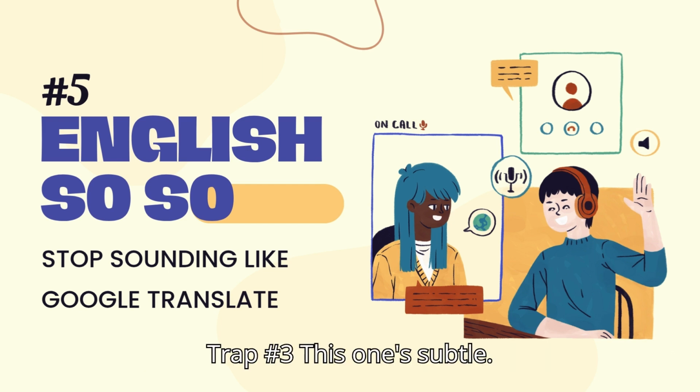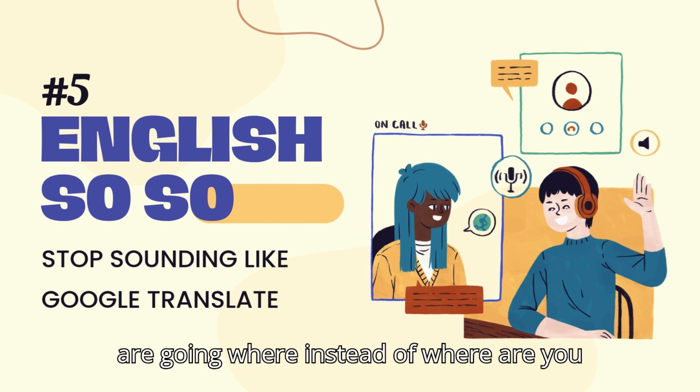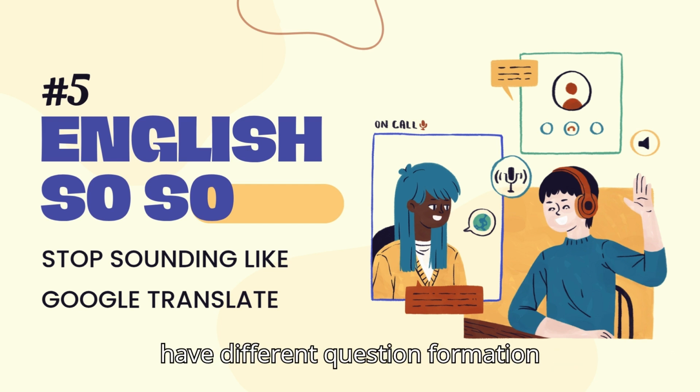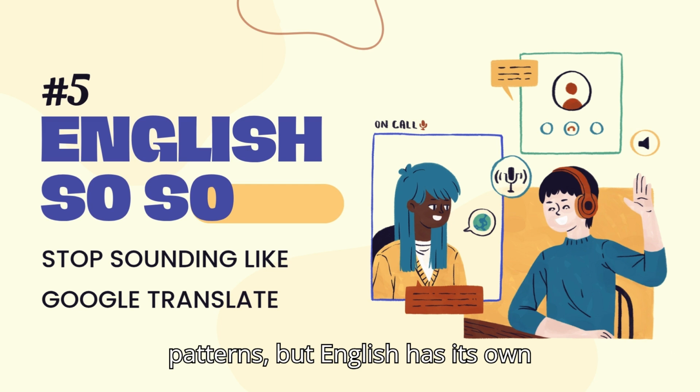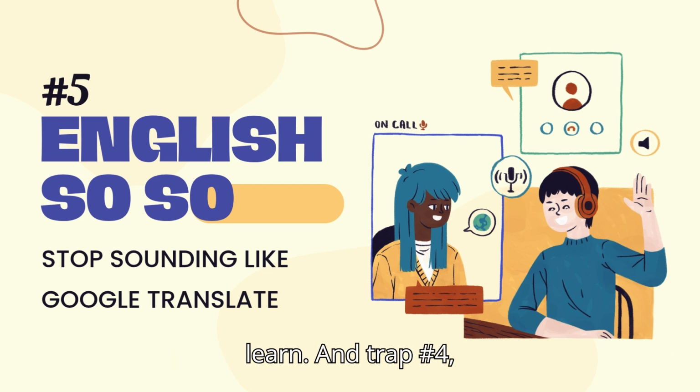Trap number 3. This one's subtle. Wrong question formation. You are going where instead of where are you going? That's because different languages have different question formation patterns, but English has its own specific word order that you need to learn. And trap number 4, literal idiom translation.